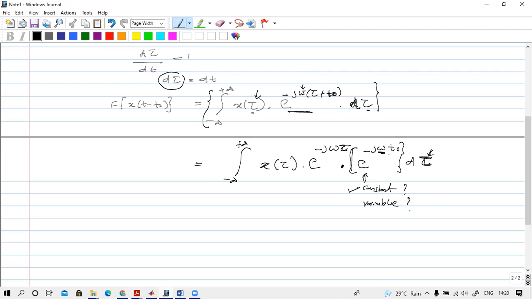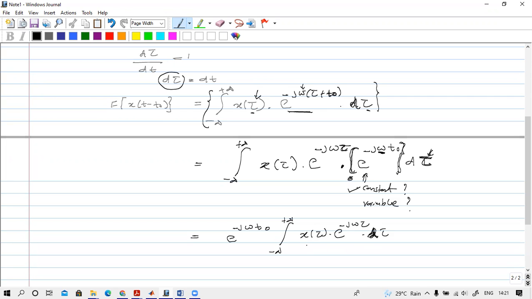So if we look at this term with respect to tau, this is a constant. So we can take that constant part out. I take out that constant like this, so I have the integral from minus infinity to plus infinity of x(tau) e to the minus j omega tau d tau.